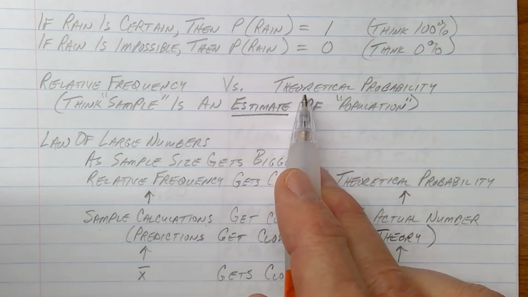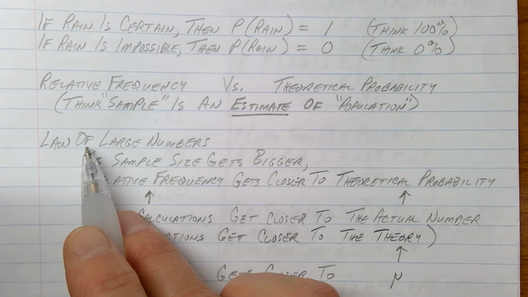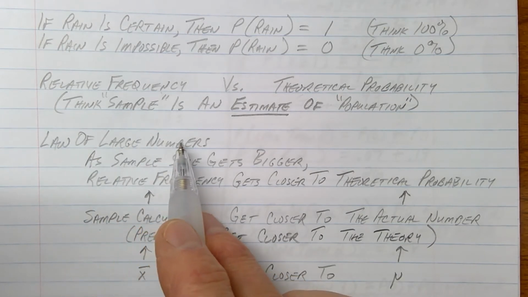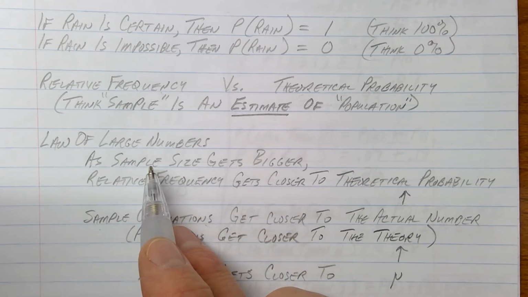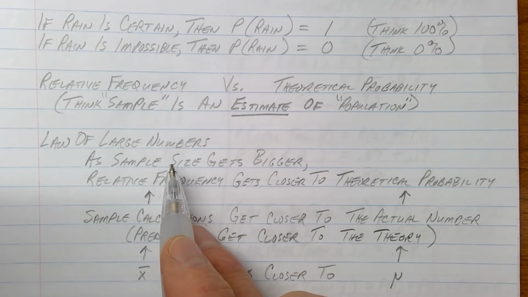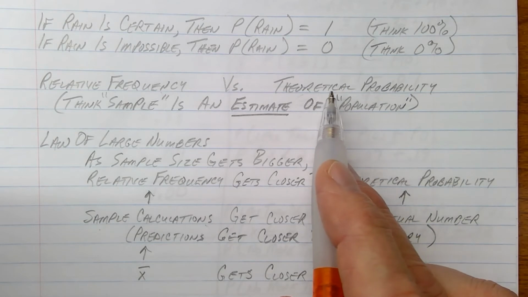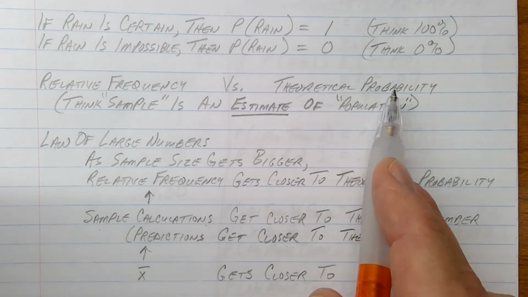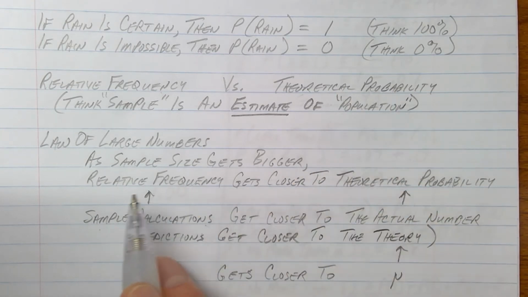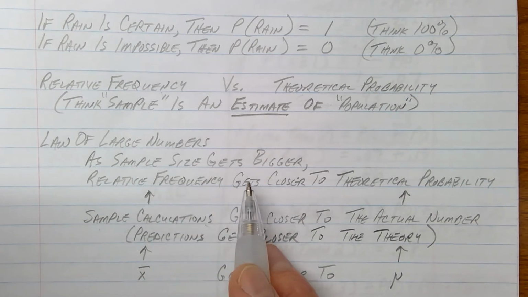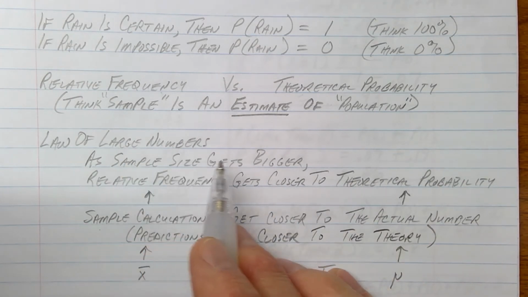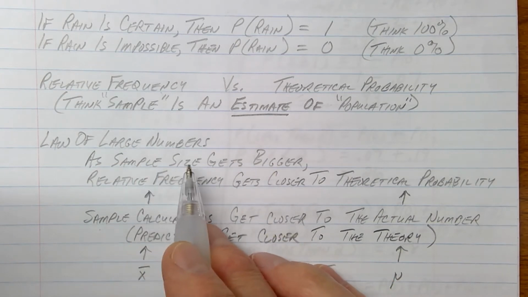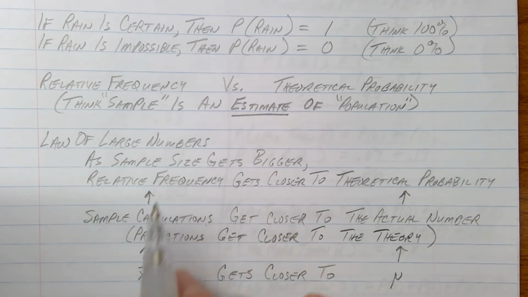Theoretically, you should only win 49% of the time. And that happens when you go back a large number of times. So as your sample size gets bigger, as you go back to Vegas over and over and over again, eventually the numbers fall in line to what the theoretical probability states they should be. So relative frequency will get closer and closer to theoretical probability as the sample size gets bigger, as you keep going back to Vegas over and over and over again.